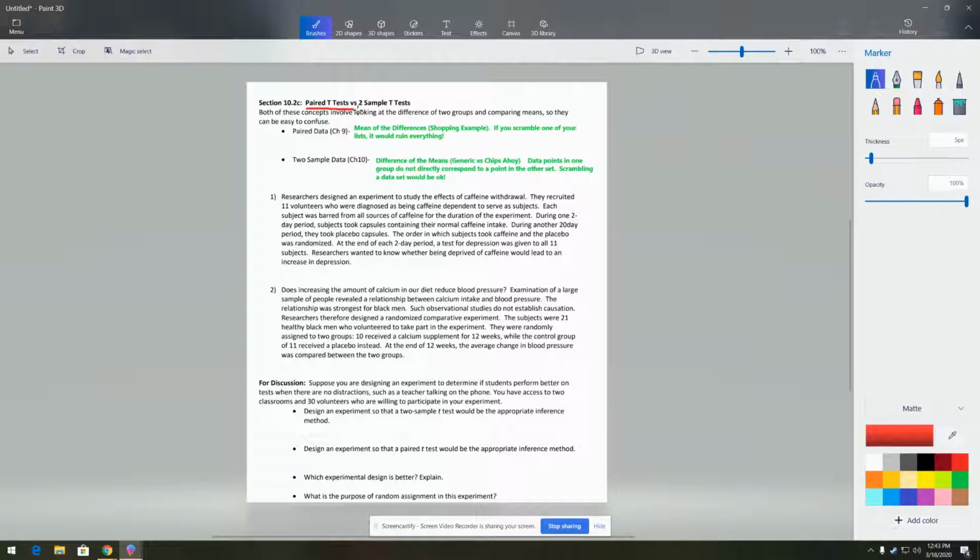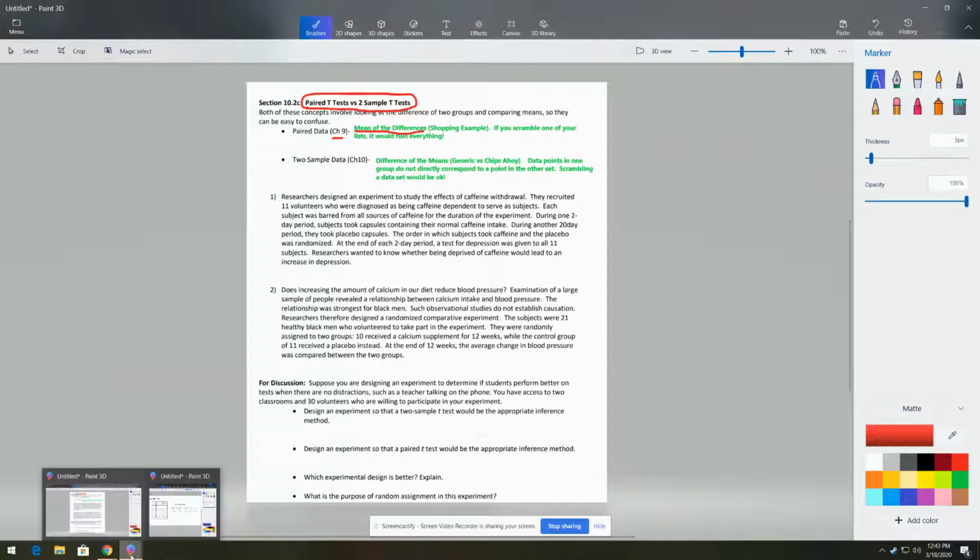We have paired t-tests versus two sample t-tests. Now, paired tests are something we learned about last chapter, back in chapter 9. And a paired data set can be described as the mean of the differences. So fill this out as we're going through it right here. Mean of the differences. It's really helpful to have an example to kind of wrap your head around with this.